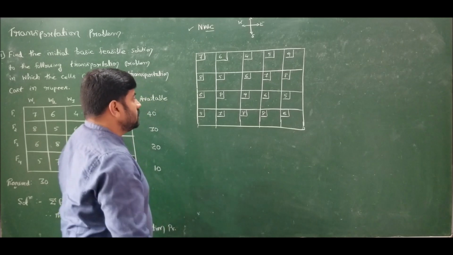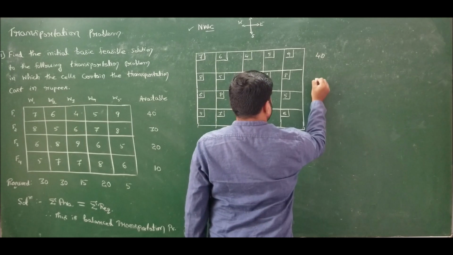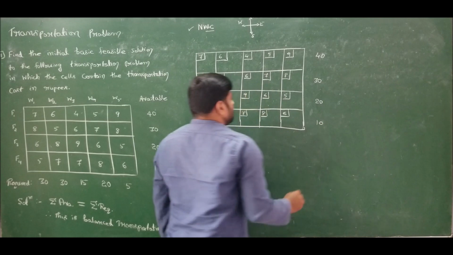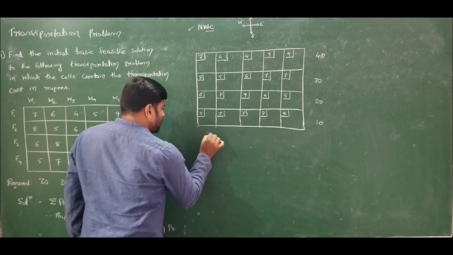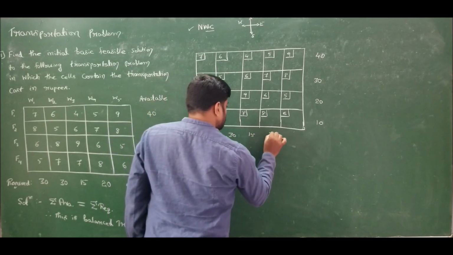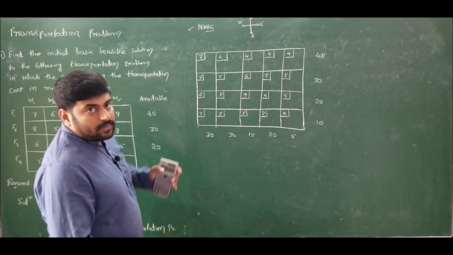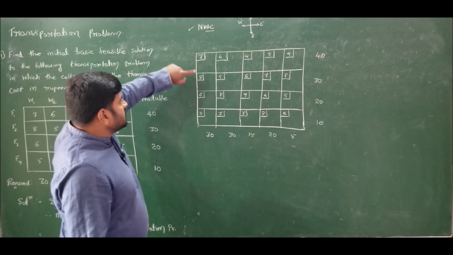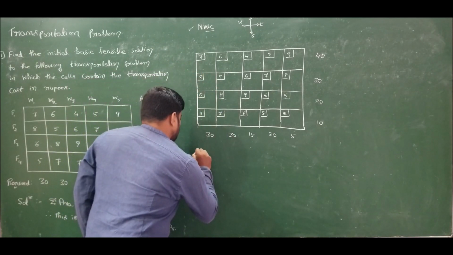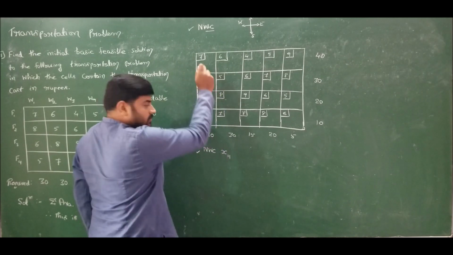Done. Now note down the supply units as 40, 30, 20 and 10. Also we have the demand or requirement as 30, 30, 15, 20 and 5. Right. Now start from the northwest corner of the entire matrix. The northwest corner is this one, correct? The first northwest corner is x11.